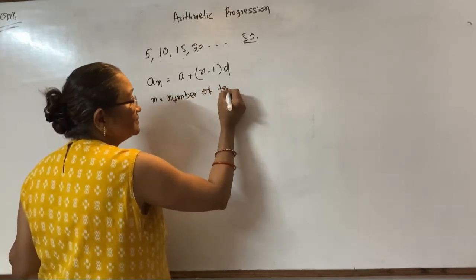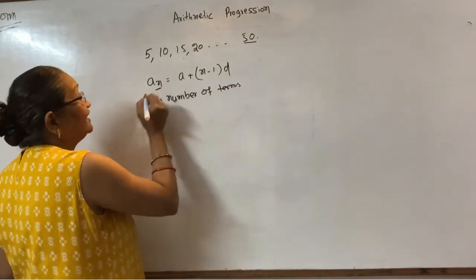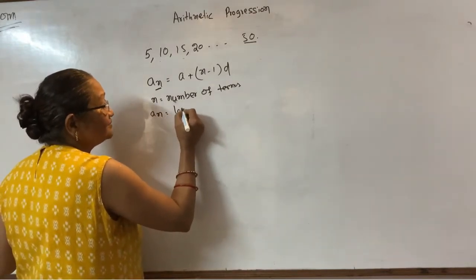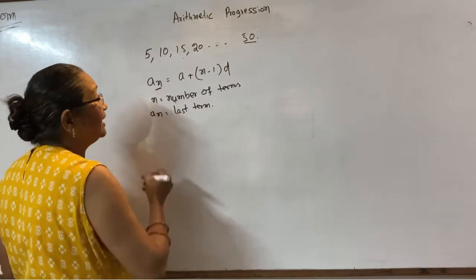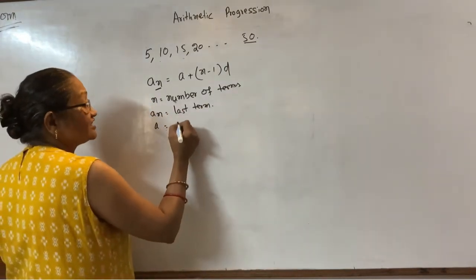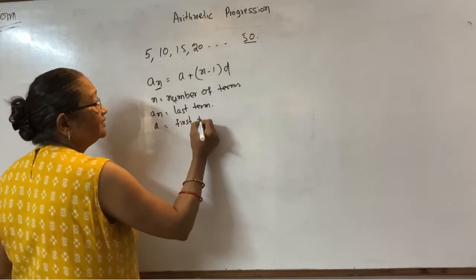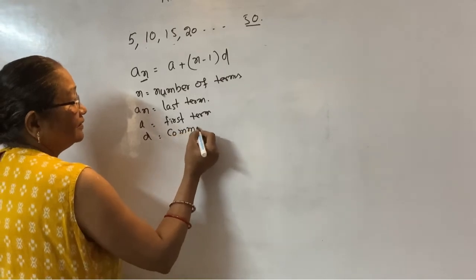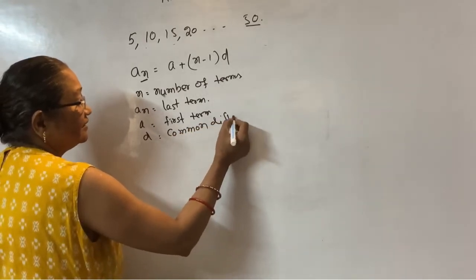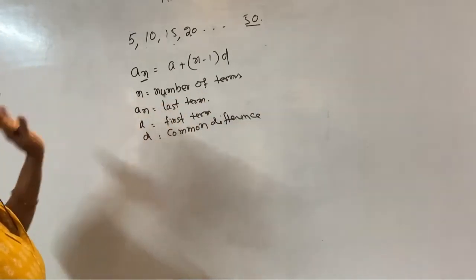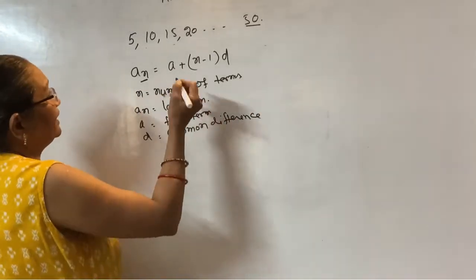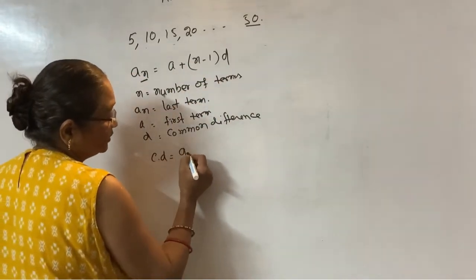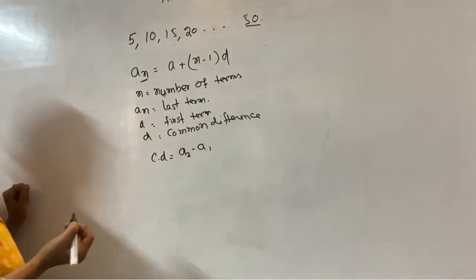Of terms. Okay, so an is what, an is our last term, isn't it? An is the last term. The formula to find it: a is our first term, and you know that d is our common difference, right? That is the first one. The formula for finding the common difference we already know: A2 - A1. This is the common difference formula. So we have found the nth term.